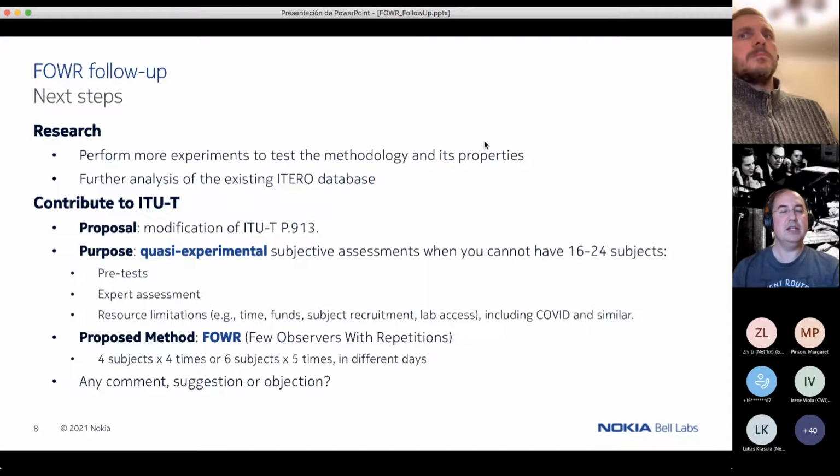And also we are already planning to do further analysis of the existing database, because it took us a lot of time to obtain this data, and we still think that there is more information that we can extract from having 20 people repeating the same experiment 10 times.